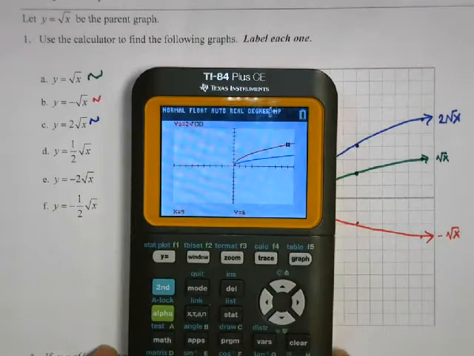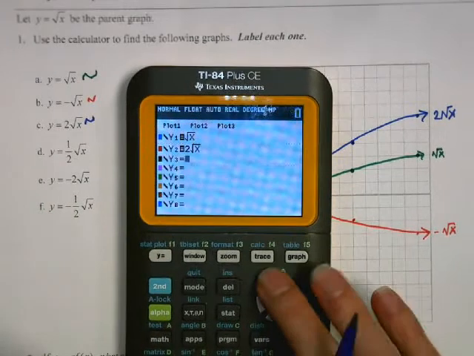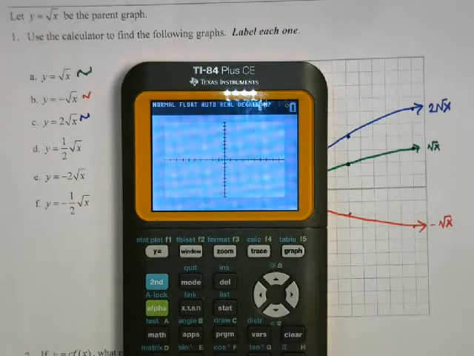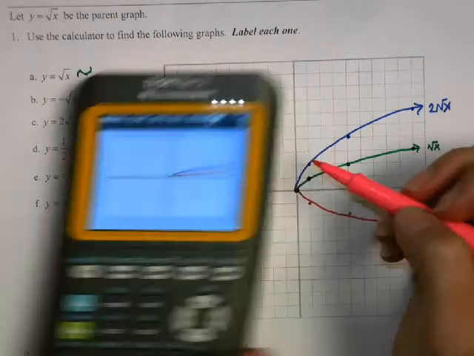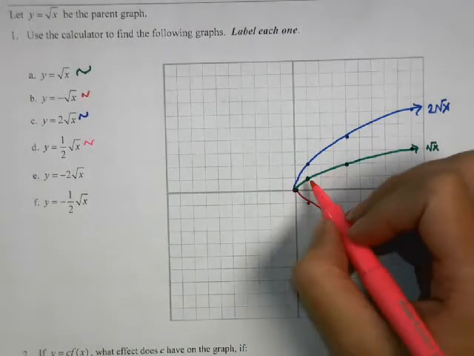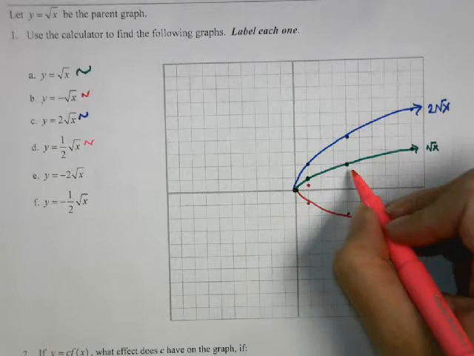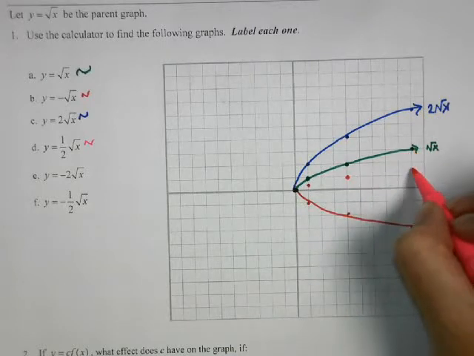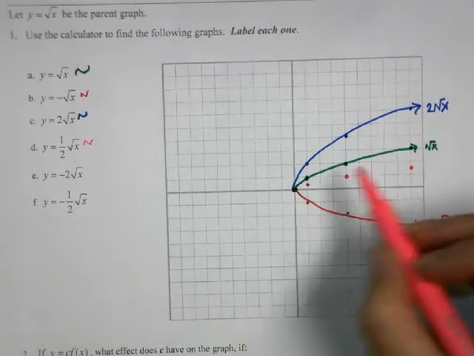Okay, if instead of doubling it, I make it have a coefficient of 0.5, the graph is now squished towards the x-axis. So 0 is still at 0, but rather than it being at 1, it's going to be at 1/2. Instead of being at 2, it's at 1, and instead of being at 3, it's going to be at 1.5.